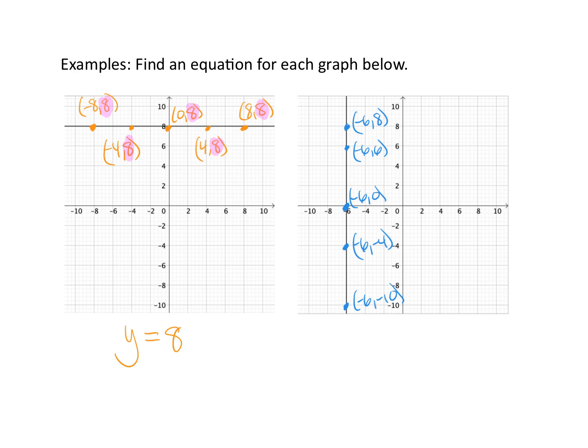So on this vertical line, every point on it has something in common, and it's the x coordinate. The x coordinate of every point on this line is -6. And we use that to write the equation. We say the x coordinate is -6. X equals -6 is the equation of that vertical line.